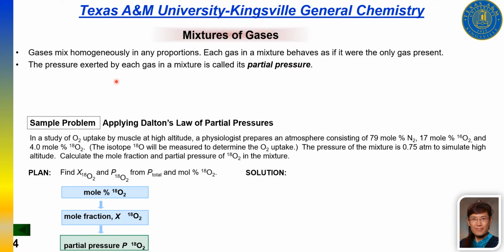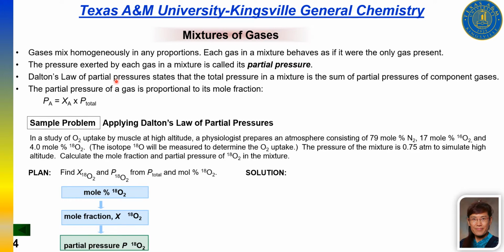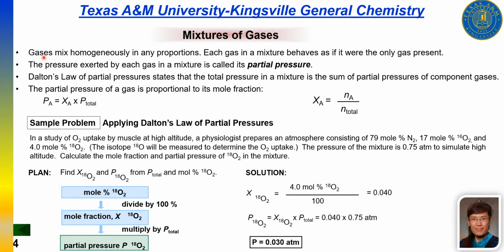Followed by, I want to show you about the mixture of gases. In real situations, gas exists as a mixture, such as the atmosphere. The gases mix homogeneously in any proportion. Each gas in the mixture behaves as if it were the only gas present, meaning the other gases do not interrupt the gas which you are studying. Such as in the atmosphere, you have oxygen, nitrogen. Oxygen, nitrogen, they act as if by itself.